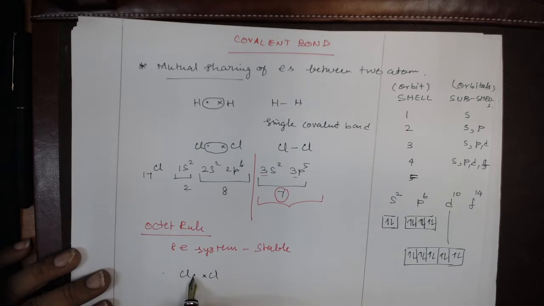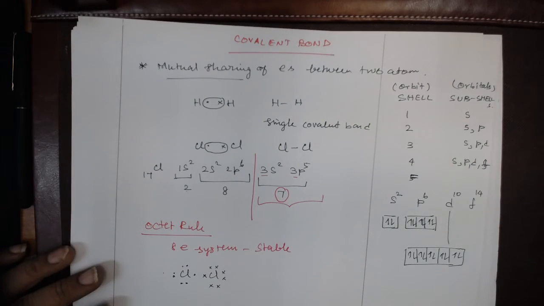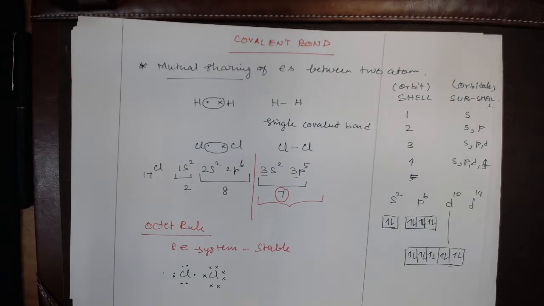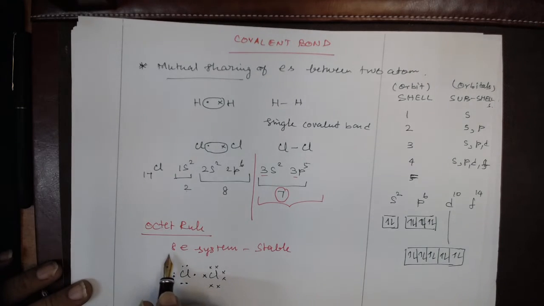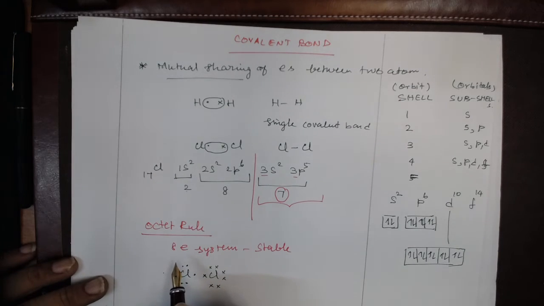So the 7th one is given here. So what about the remaining 6? So 1, 2, 3, so 6. Similarly 1, 2, 3. Are you able to follow? So this is the way you have to draw the Lewis dot structure. And because I already suggested, the elements should have an 8 electron system so that it will have better stability.